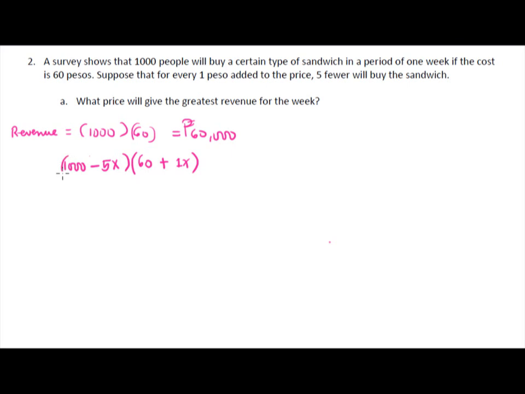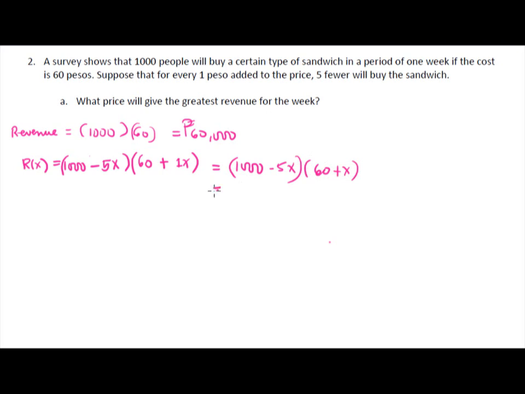So the revenue will have this expression. We can name this as revenue, r function of x. Again, this was derived from 5 fewer will buy the sandwich, so minus 5x, for every peso added to the price, 60 plus 1x or simply x. So let's simplify this: 1,000 minus 5x and then 60 plus x. That's the revenue.